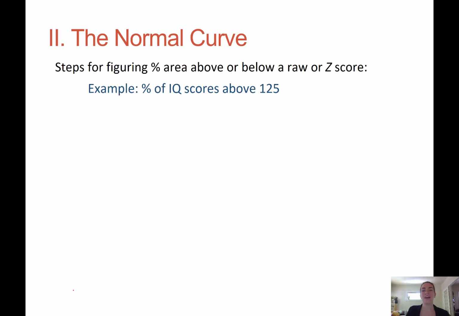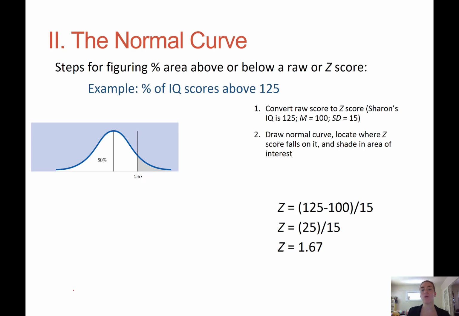Okay, so let's do an example together. We have some step-by-step instructions for figuring out the percent area above or below a raw score or a z-score. If we're given a raw score of 125 on an IQ test, and I want to know how many people or how many scores are higher than this score of 125, then I know the first thing I need to do is calculate a z-score.